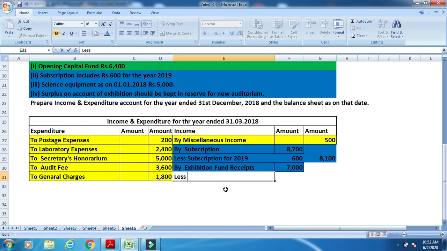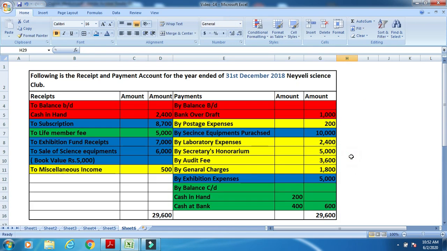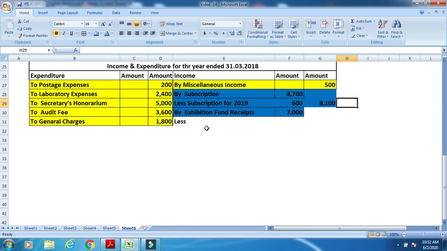Exhibition expenses. They are given on the payment side. Exhibition expenses 5,000. Here, exhibition receipt 7,000. Deduct the exhibition expenses 5,000. What is the value here? 5,000 to be deducted. What is the remaining value? 7,000 minus 5,000. The remaining value is 2,000, mentioned here.